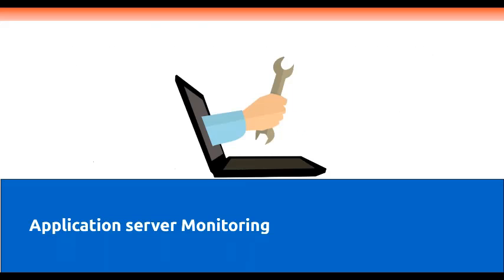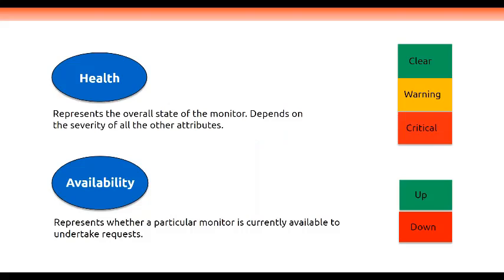Now we'll see some of the applications server monitoring in detail and how App Manager collects the performance metrics and how to generate alerts for those attributes. For all the monitors and monitor groups, there are two statuses available by default: one is health and another one is availability.